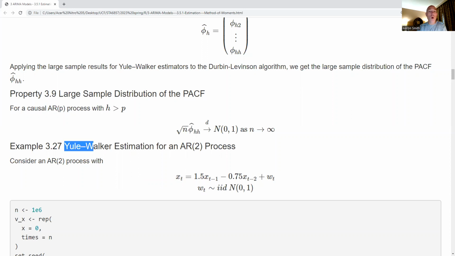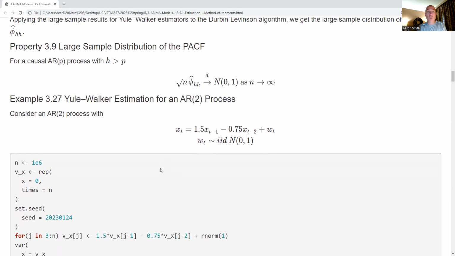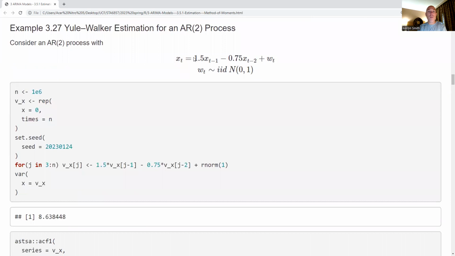All right, so let's run through an example. Let's run the Yule Walker estimates for a degree 2 autoregressive process. Let's say this is my actual process: 1.5 times the previous value, minus 3/4 times the value 2 back, plus the white noise term. And we're going to say the white noise term is Gaussian, standard normal.